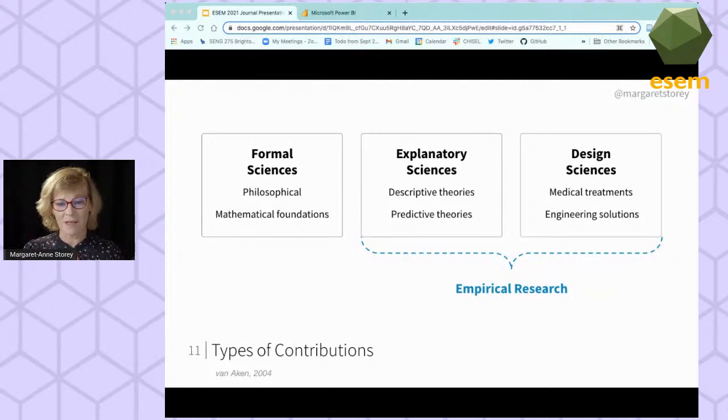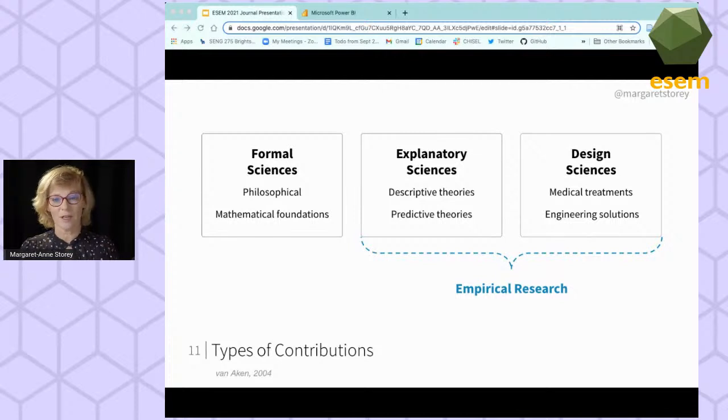And on the one hand, the first category that we use in our classification, we call these descriptive contributions. These are the kind of contributions that you would typically see in the explanatory sciences. So they lead us to theories that describe what's going on, or maybe theories that help us predict what will happen if we change a tool or bring in a new intervention.